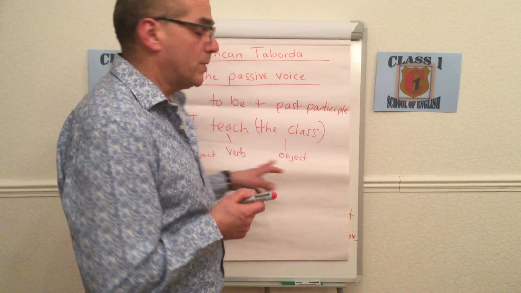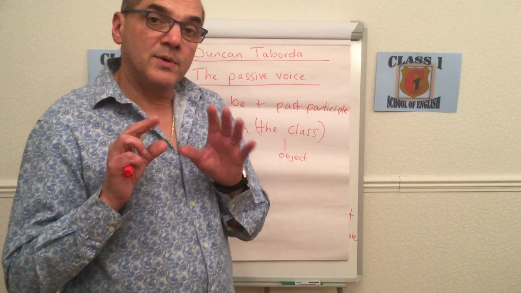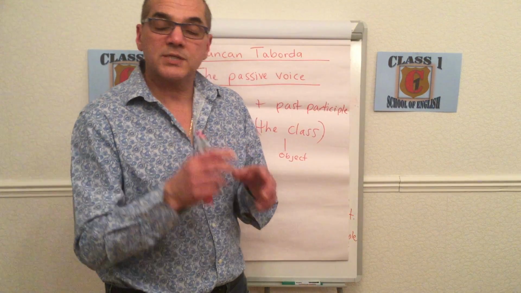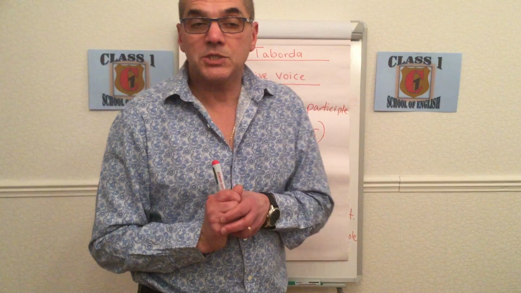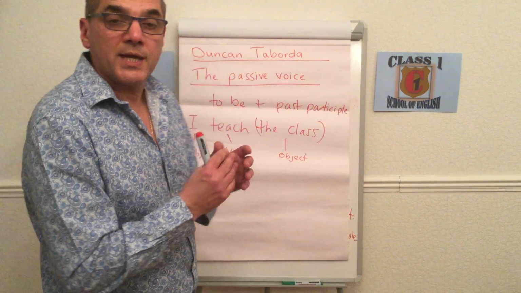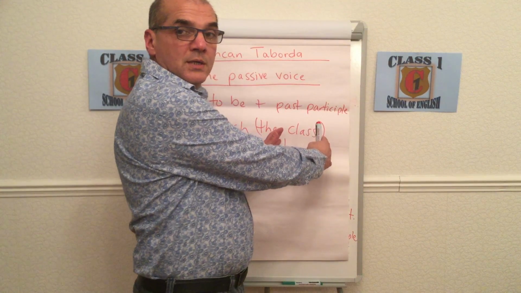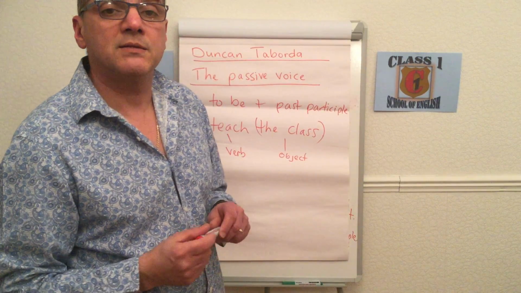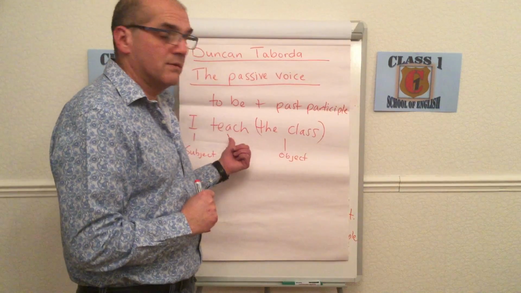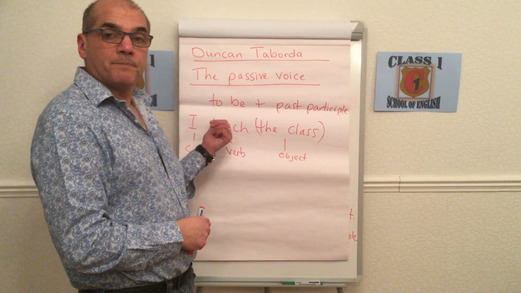So I'm going to give you an example with this sentence now. I teach the class. If the most important thing to me is not the fact that I teach the class, it's just the fact that the class is getting tuition and is learning, my focus now changes from me, the subject, to the action and to the object. And this is when you would use the passive voice: when you think, in your opinion, the action in the verb and the object in the verb are more important than the subject.